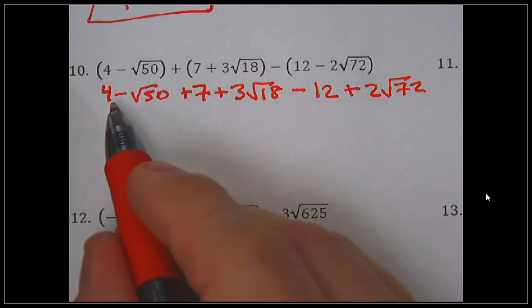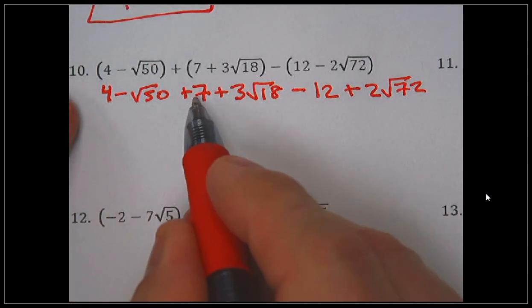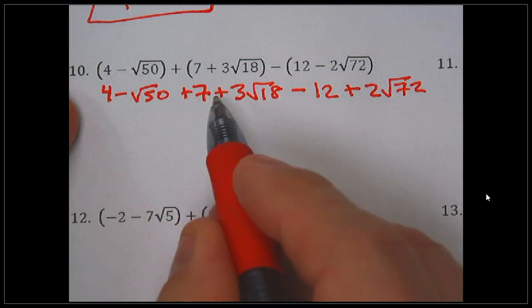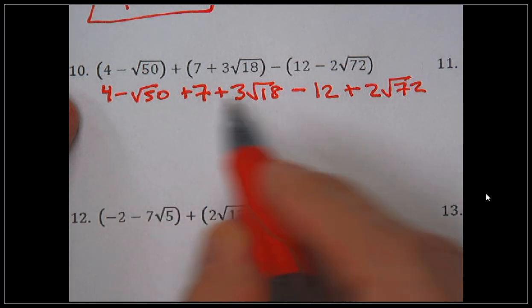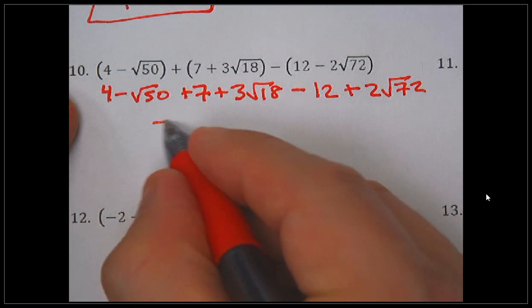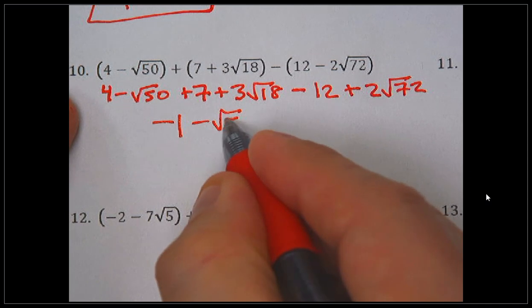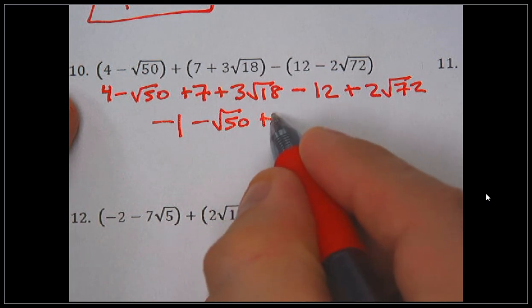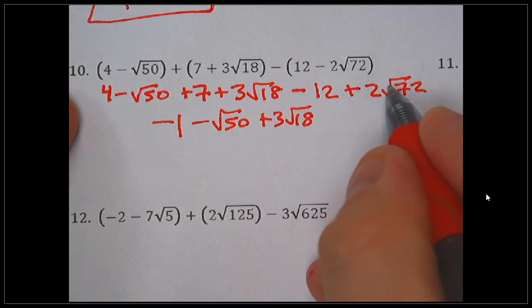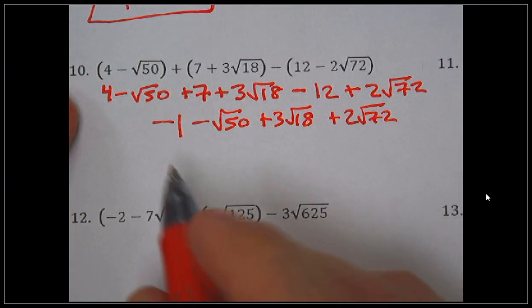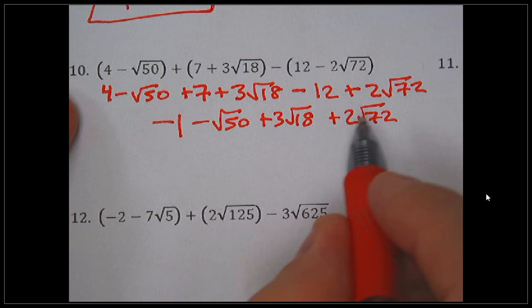When I combine my like terms, this 4 and the 7 and the negative 12, those are like terms. 4 plus 7 is going to give me 11. 11 minus 12 is going to give me negative 1. What I have left over is negative the square root of 50. I have 3 times the square root of 18. And I also have 2 times the square root of 72. Now I would stop here because these are not like terms.